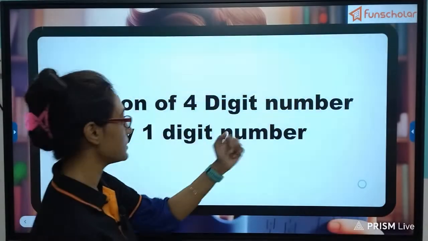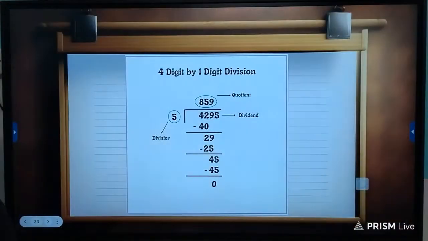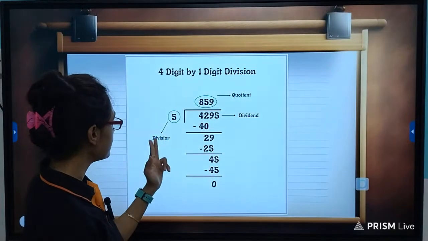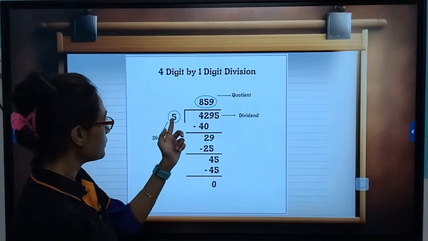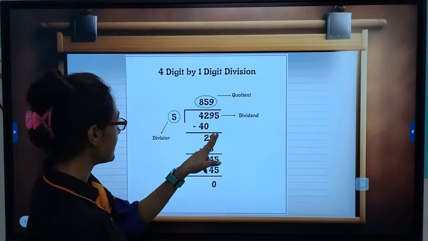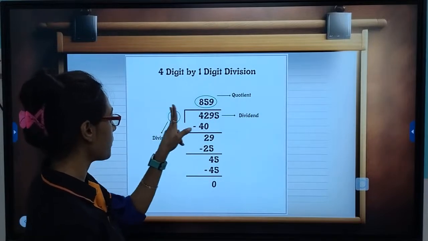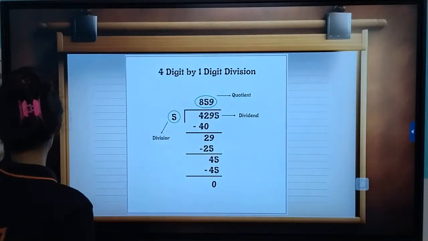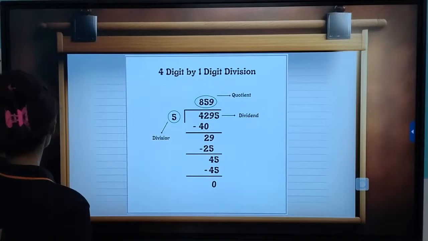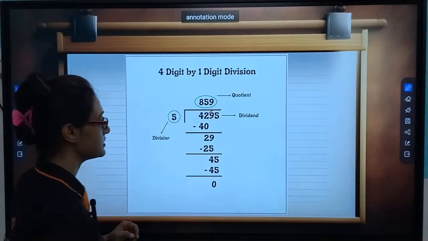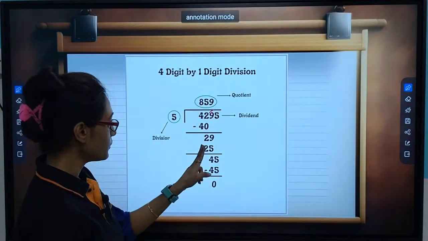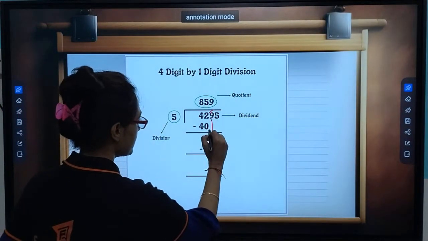Now division of a 4-digit number by 1 digit. Similarly, a dividend is being taken and the divisor is 5. Since 4 is smaller than 5, we have taken the first 2 digits over here. Okay, we have taken the first 4 digits over here. So 5 8s are 40. 2 comes, 9 will come over here.